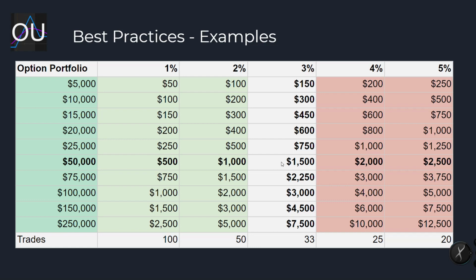So let's just say, for example, that you're starting out shorting, doing naked short puts or naked selling calls, and you find out that your option buying power reduction is greater than that $1,500 for a $50,000 portfolio. Then you're going too big.